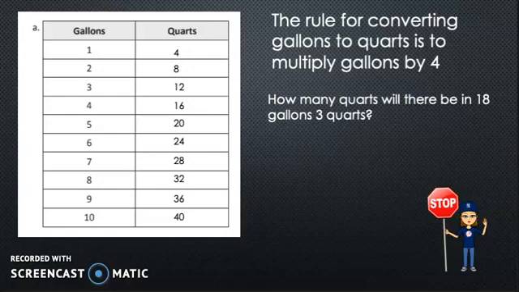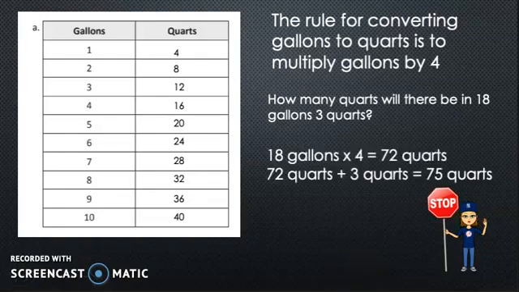Okay, friends, press pause if you need more time. To solve this problem, I took 18 gallons and multiplied them by 4 because there are 4 quarts in 1 gallon. That gave me 72 quarts. But the problem wants to know 18 gallons, 3 quarts, so I needed to add another 3 quarts, which gives me a total of 75 quarts altogether.